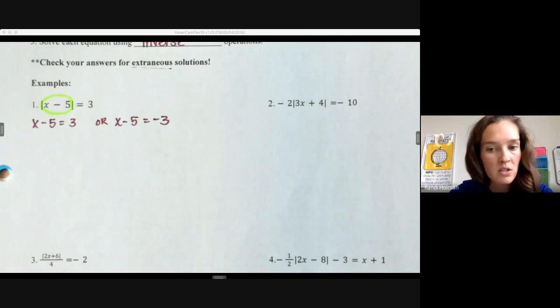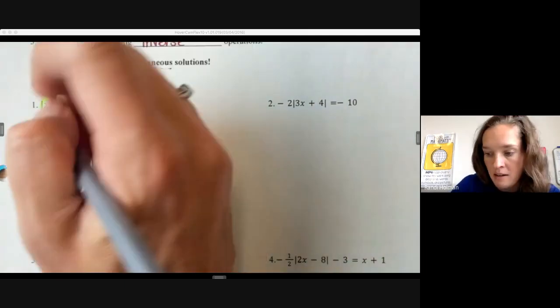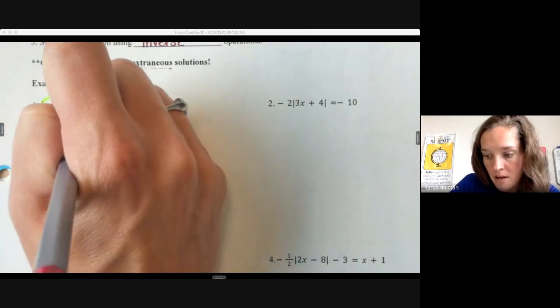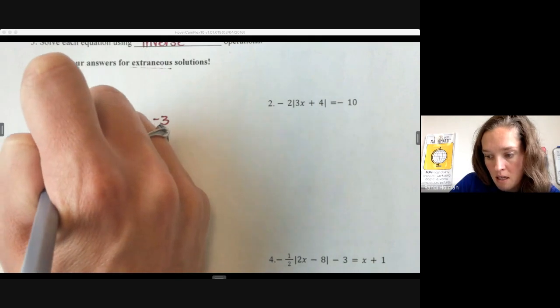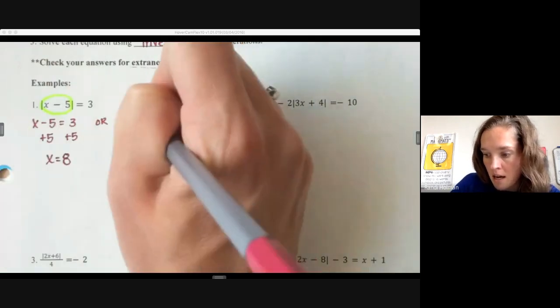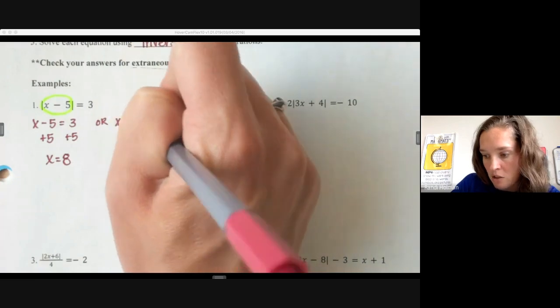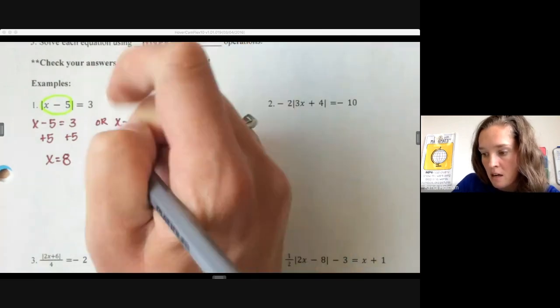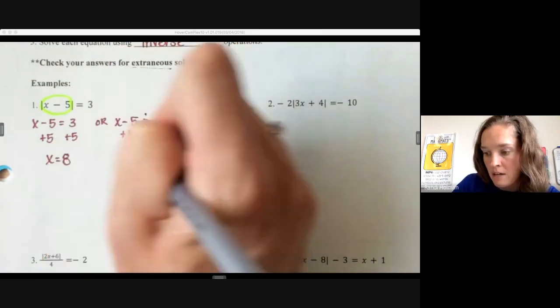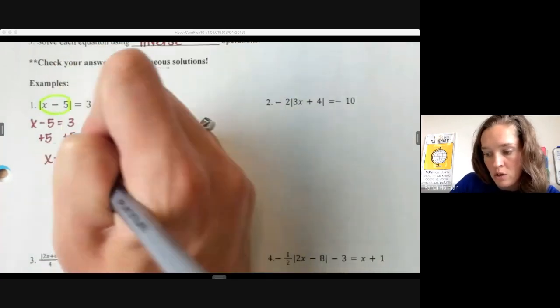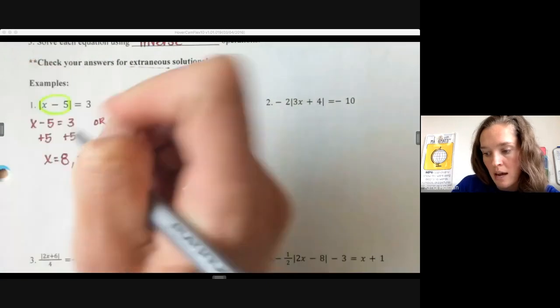Then we're going to solve each of those equations just like we've been practicing. So we're subtracting 5. The inverse is adding 5. So we get x equals 8. And here we're subtracting 5. So the inverse is adding 5. Make sure you do that to both sides of your equal sign. -3 plus 5 is 2. So we get two solutions. x is either equal to 8 or 2.